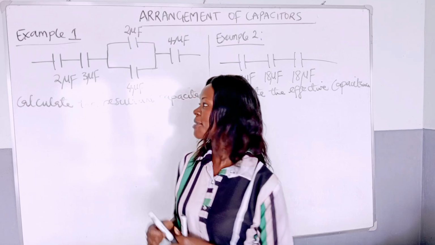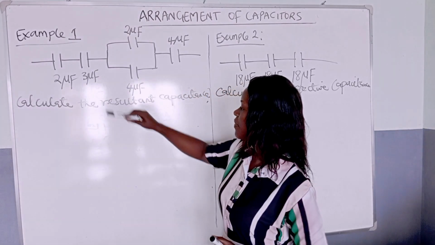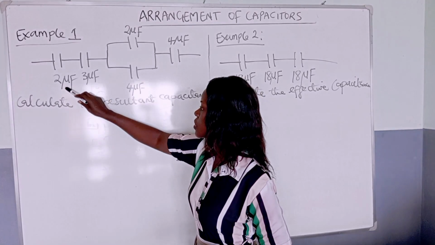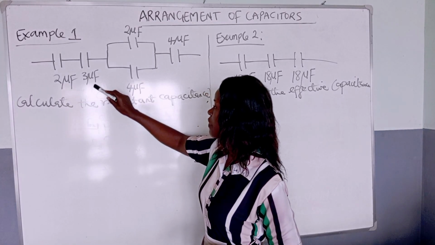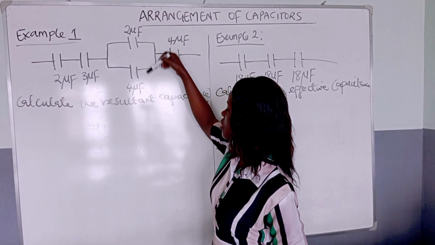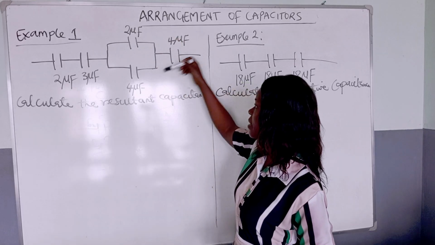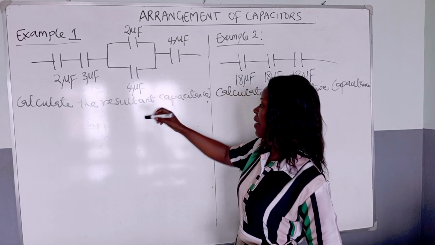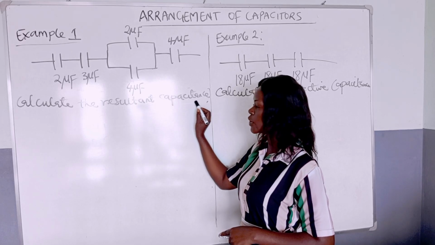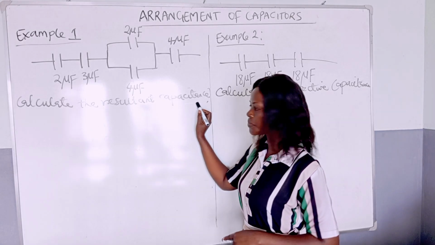So let's go to the question. We have two capacitors, 2 microfarad and 3 microfarad, and these other ones connected in parallel, 2 microfarad, 4 microfarad, and 4 microfarad. They ask to calculate the effective or the resultant capacitance.